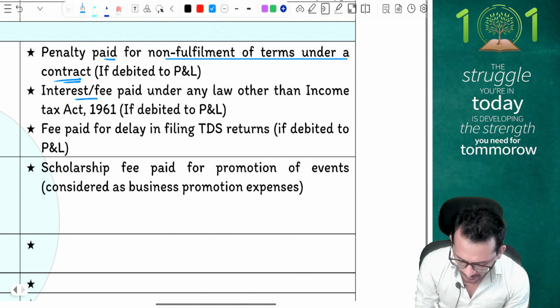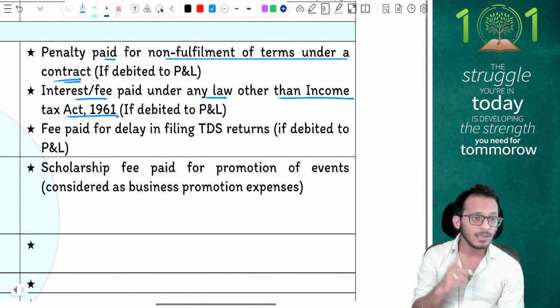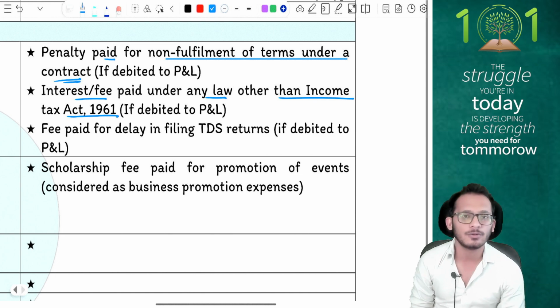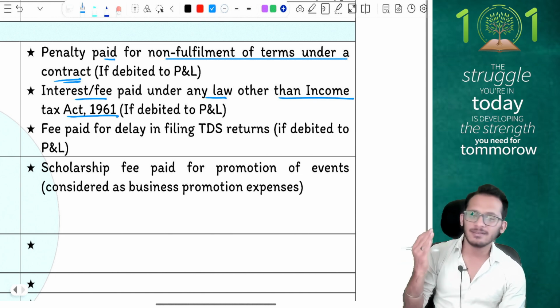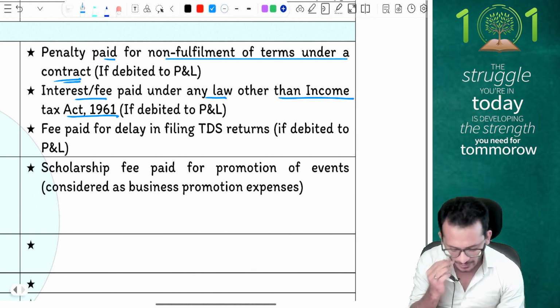Next, any kind of interest and fee which is paid under any law other than income tax law will be allowed as deduction, because this is not section 48. 48 only talks about Income Tax Act. 37 has no restrictions on interest and fee, and therefore that will get allowed as a deduction.